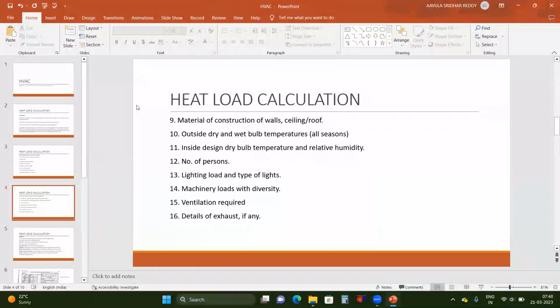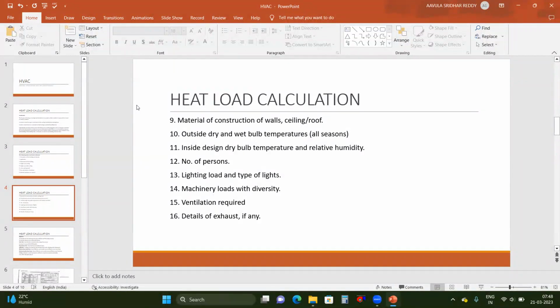Next one is material of construction of walls, ceiling and roof. The material is like masonry walls or any other partitions like gypsum partitions or aluminum partitions. So the material we need to take. Always walls and roof will be of masonry only. Only the ceiling will be of different types. Okay.